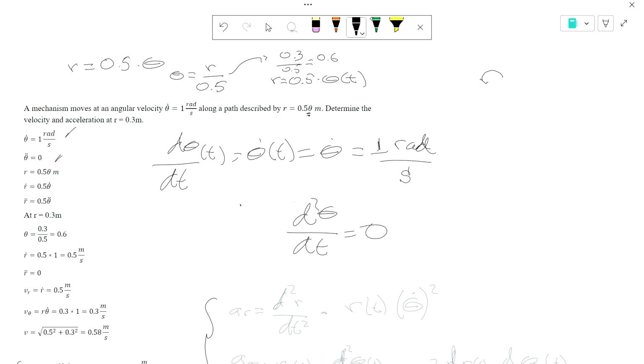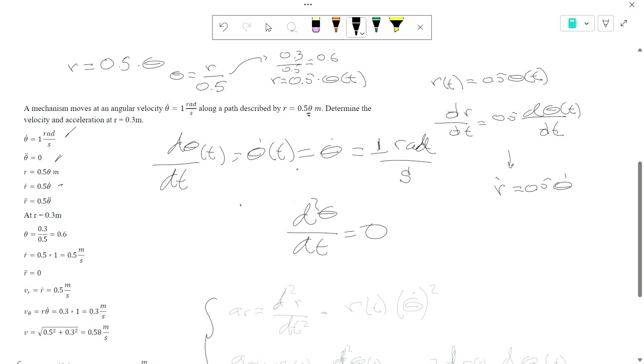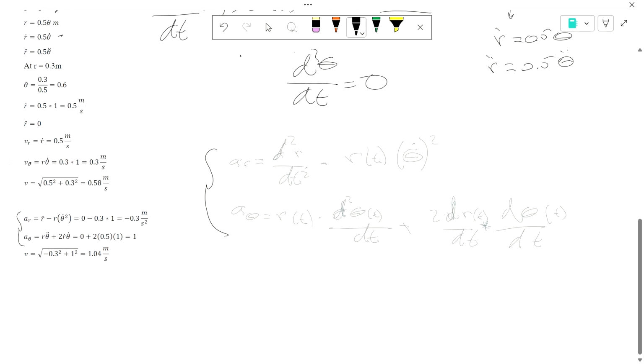So r as a function of time is equal to 0.5 theta as a function of time. If you differentiate this with respect to time, it's the constant times theta with respect to time. R dot equals 0.5 times theta dot. And the second derivative is the same. This is a very simple problem that they're giving us. In that case, all you have to do is use those values and find the acceleration.